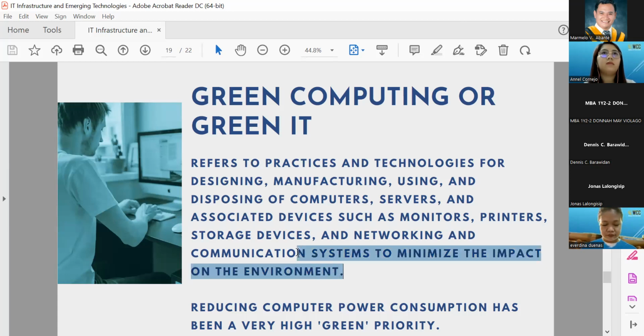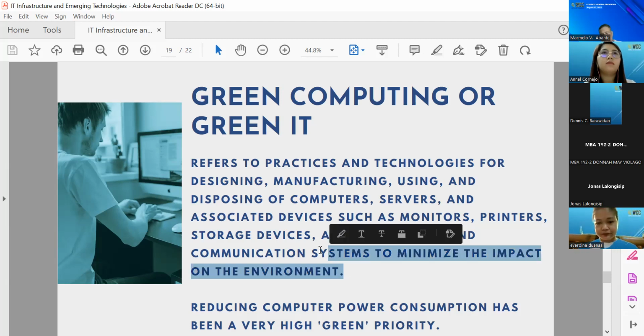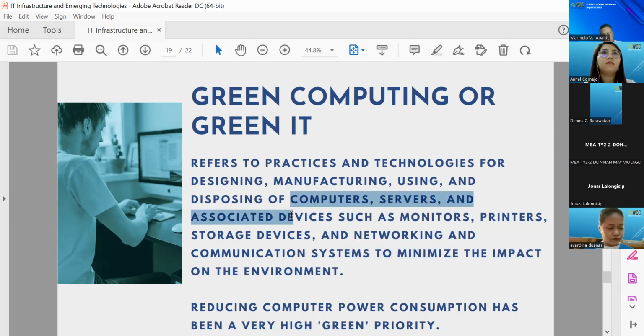Also, isa din sa pinagtutuunan, kasi pag nagpalit tayo ng mga computers, ng ating mga hardwares, syempre, may mga chips yan, may mga materials yan or metals na tinitingnan na rin how to properly dispose of our old IT hardware. Yun. Para na rin yung sa mga hospitals, diba, bawal basta-basta mag-dispose of yung ating mga syringes. Parang gano'n.